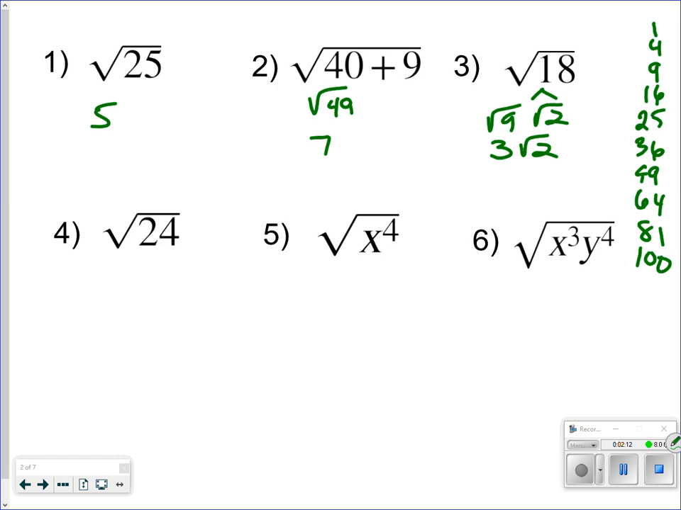24. Biggest thing you could think of that is a perfect square that goes into 24. 4 and 6. Square root of 4 is doable. 6 is not. Drop down the square root of 6. Now we're going to get into variables. Every even power is a perfect square. Remember that rule. Every even power is a perfect square.